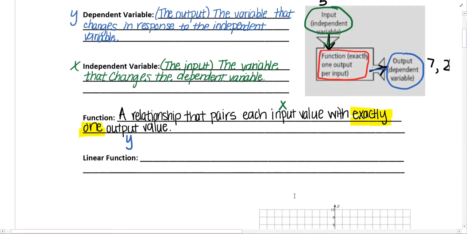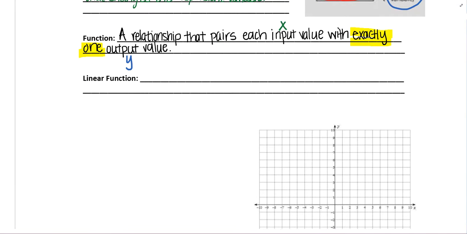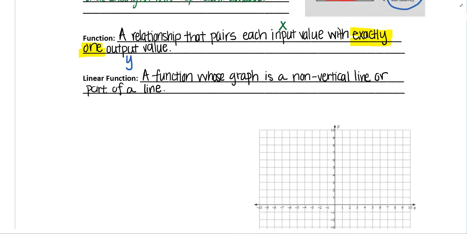Okay? All right. So let's talk about what a linear function is. A linear function is a function whose graph is a non-vertical line or part of a line. So all functions have a graph associated with them, and the graphs are created by looking at the ordered pairs. Okay, so an ordered pair you may know better as a point. And the ordered pair is determined by the input, which is x, the input into a function, and then it gets matched with the output, which is the y.